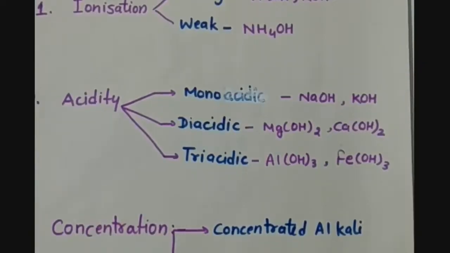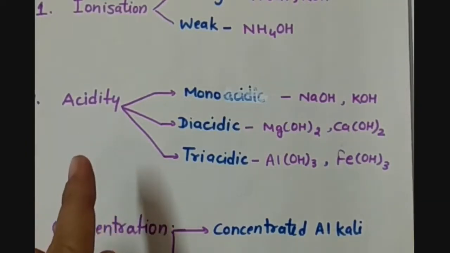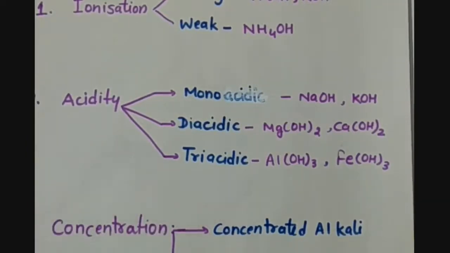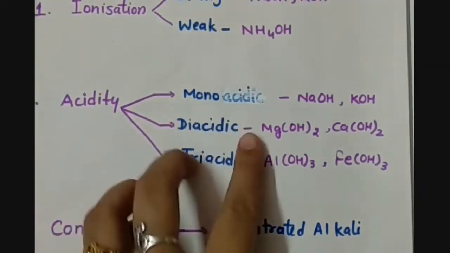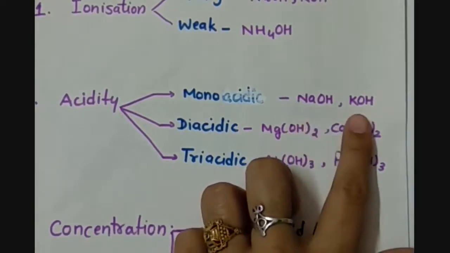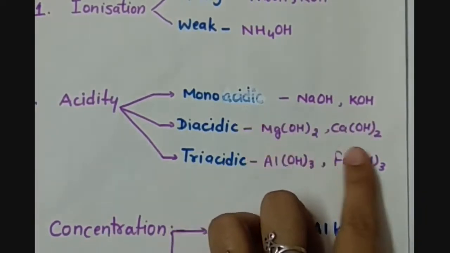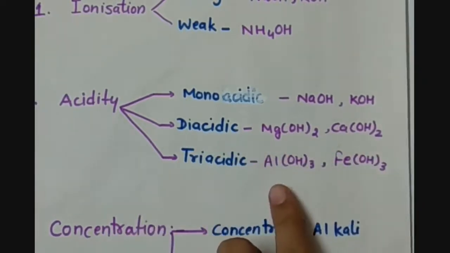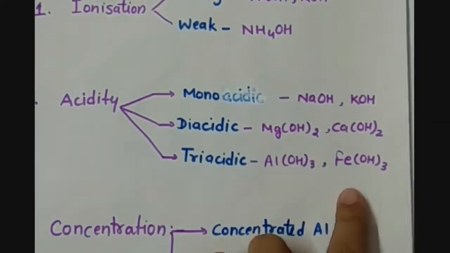Second category is acidity. Acidity is the same as basicity, but there we were talking of H plus ions, and here we ask how many OH negative hydroxide ions are produced by one molecule of a base when dissolved in water. On that basis we have monoacidic, diacidic and triacidic. Sodium hydroxide and potassium hydroxide are monoacidic. Magnesium hydroxide and calcium hydroxide are diacidic. Aluminium hydroxide and ferric hydroxide are triacidic.